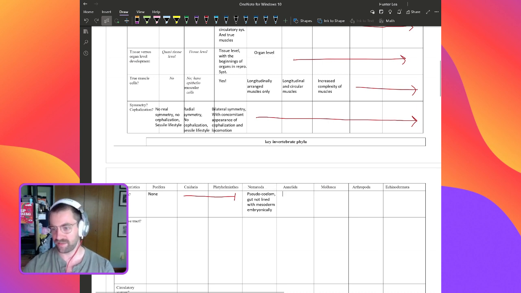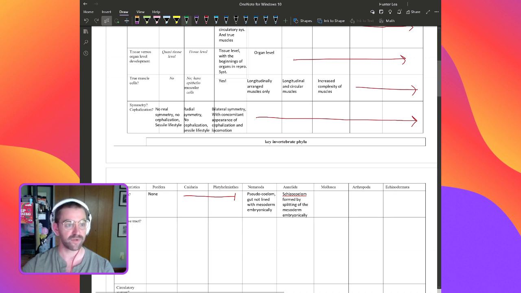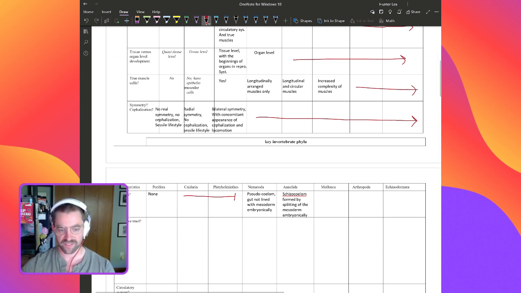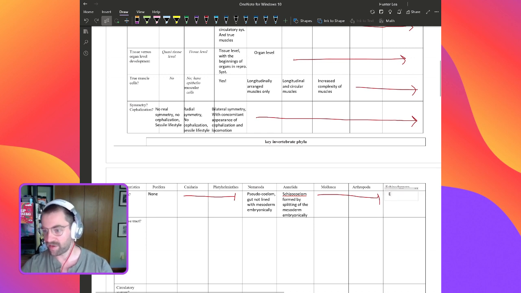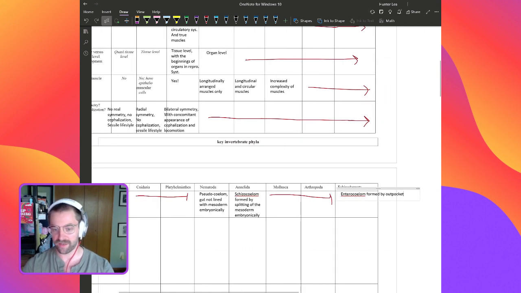Once we get into Annelida, that's again our segmented worms, we have what's called a schizocoelom, formed by splitting of the mesoderm embryonically. These are structures that are much easier to understand graphically, so if you can look up some images of these, I would encourage you to. I know there are some good ones in the textbook. So we have that schizocoelom up through arthropoda. And then once we get to echinoderms, we have what's called an enterocoelom, an internal coelom, formed by outpocketing of the gut.